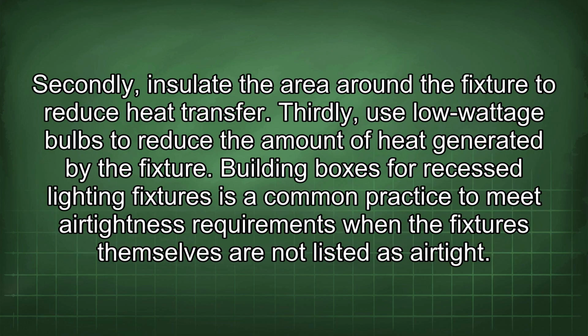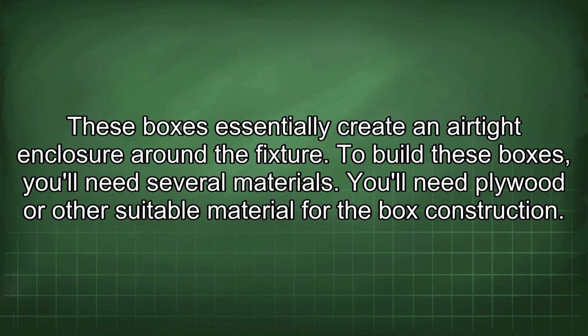Secondly, insulate the area around the fixture to reduce heat transfer. Thirdly, use low wattage bulbs to reduce the amount of heat generated by the fixture. Building boxes for recessed lighting fixtures is a common practice to meet airtightness requirements when the fixtures themselves are not listed as airtight. These boxes essentially create an airtight enclosure around the fixture.